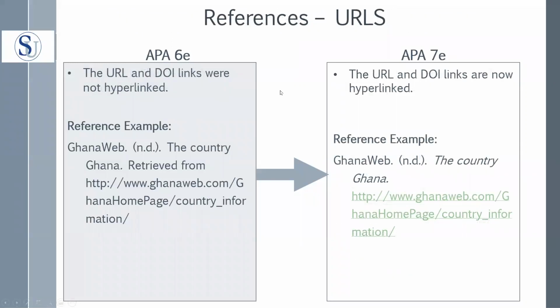So next, in terms of references, are the URLs themselves. If you notice in the 6th edition, the URLs were not hyperlinked. However, now in the 7th edition, APA calls for all of the URLs or web addresses to be hyperlinked. And this will make it much easier for whomever is reading the paper to easily click on the link and go directly to the source material.